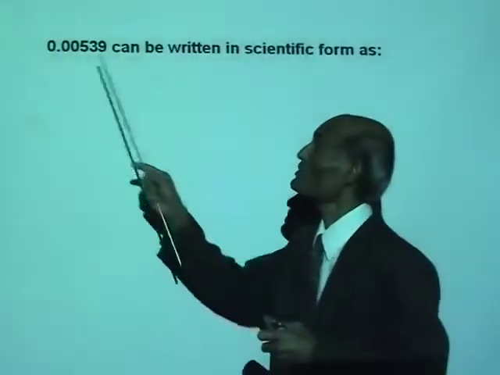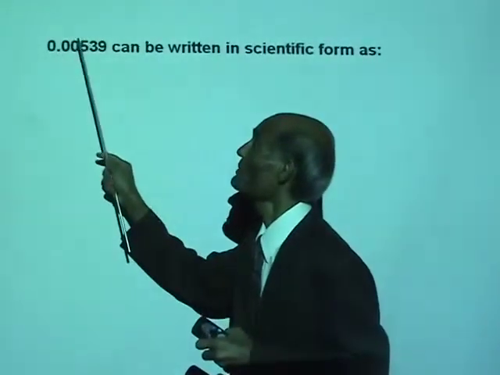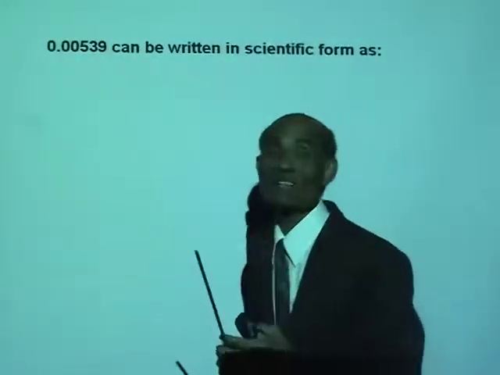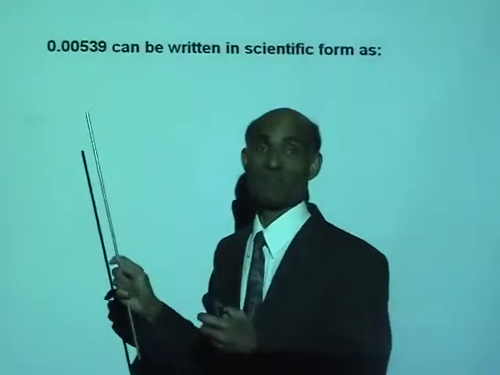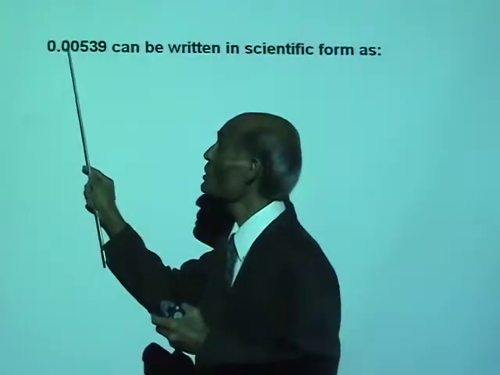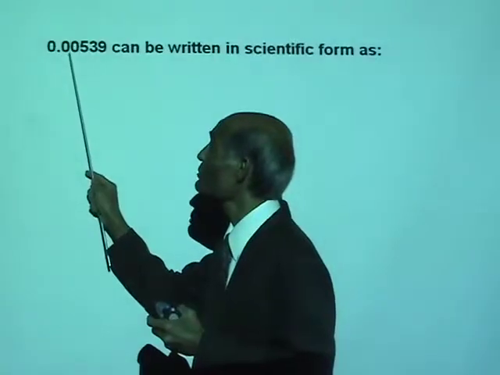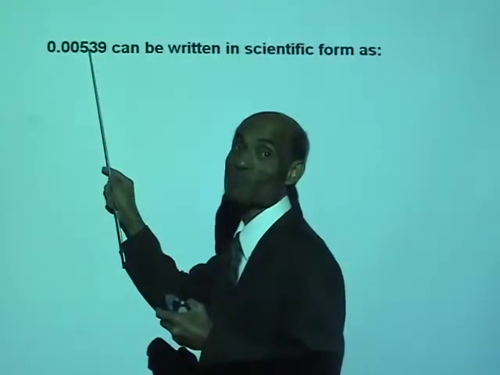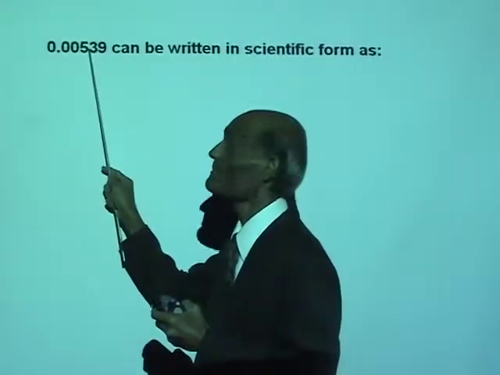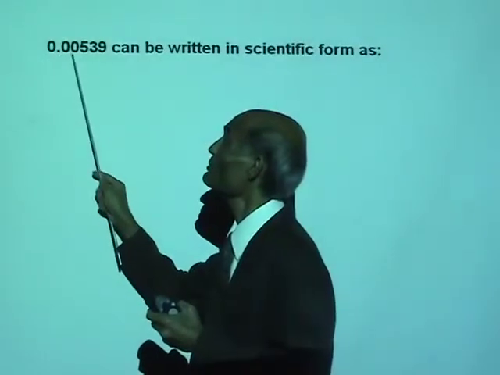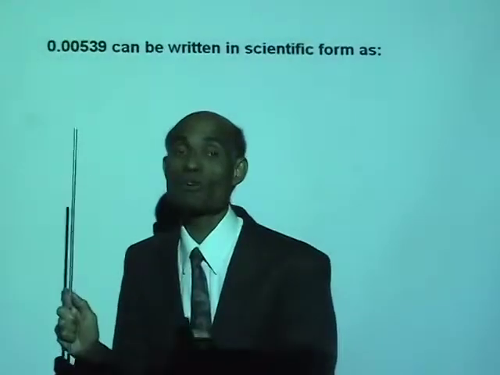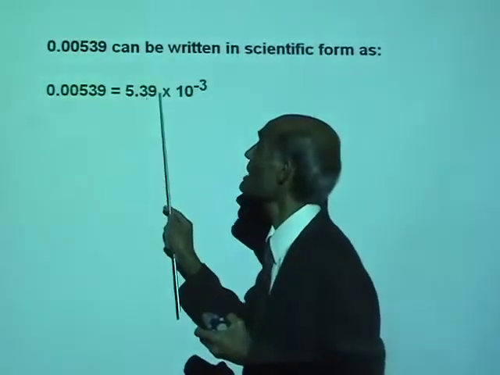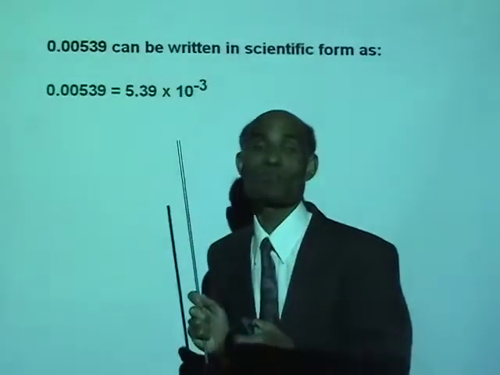Okay, let's try an example. 0.00539. Can you write that in scientific notation? In order to write this in scientific notation, we need to move this decimal now 3 places to the right, so that it comes to the right of the first digit. Now, when you move decimal 3 places to the right, the power of 10 will be -3. So this is 5.39 times 10 to the power of -3.